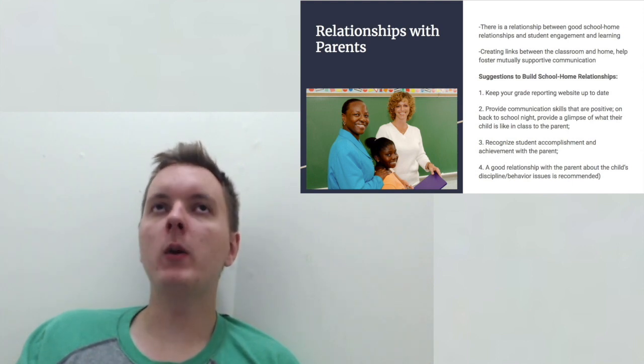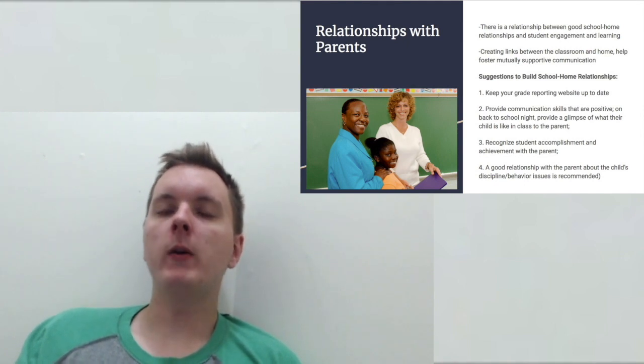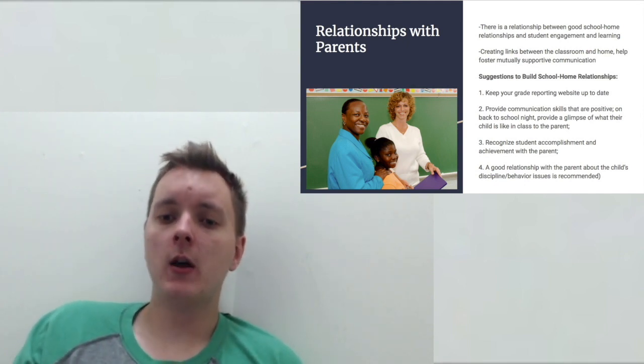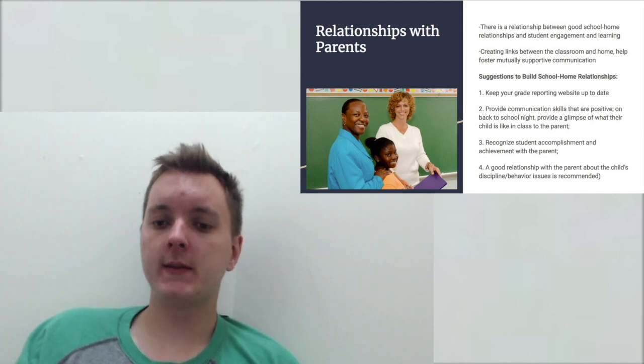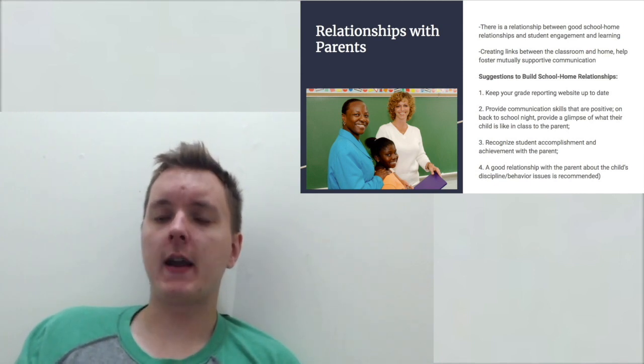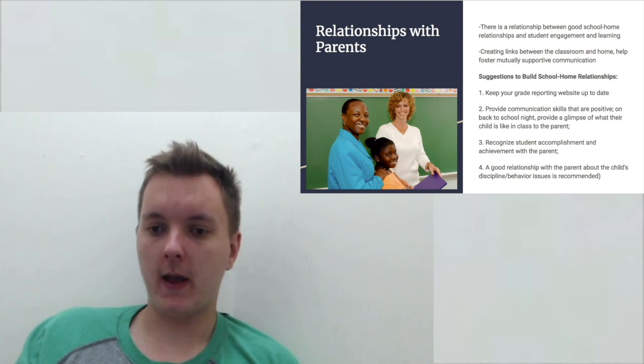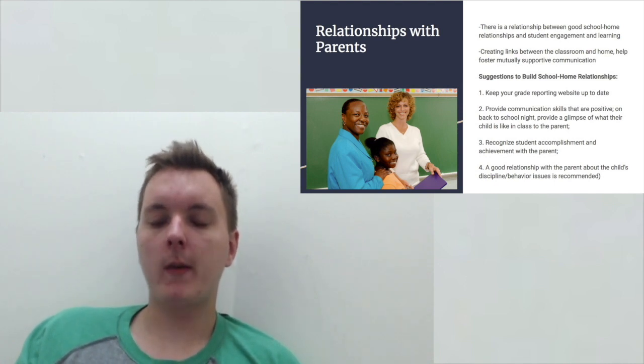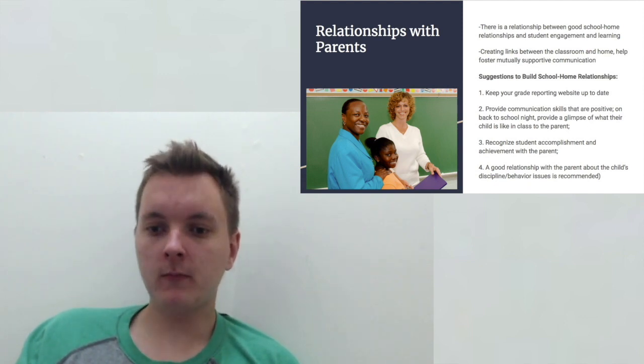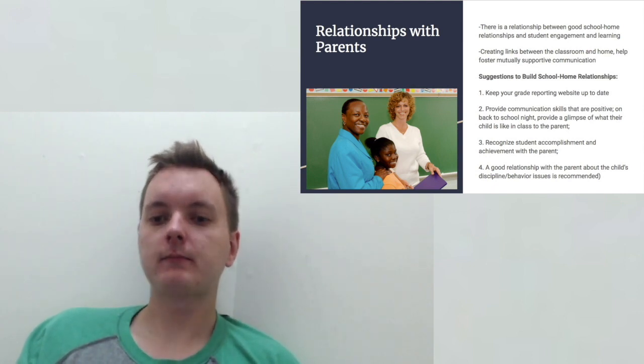Creating a link between a triad, rather, between parent, teacher, and student is essential to a good relationship with students. As we said before, relational negativity is not a good thing to have in the classroom. Keep your grade reporting website up to date. Provide positive communication on back to school night. Provide a glimpse of what their child is like in the classroom to the parent. Recognize students' accomplishments and achievement with the parent as well. A good relationship with the parent about their child's discipline behavior issues is recommended.